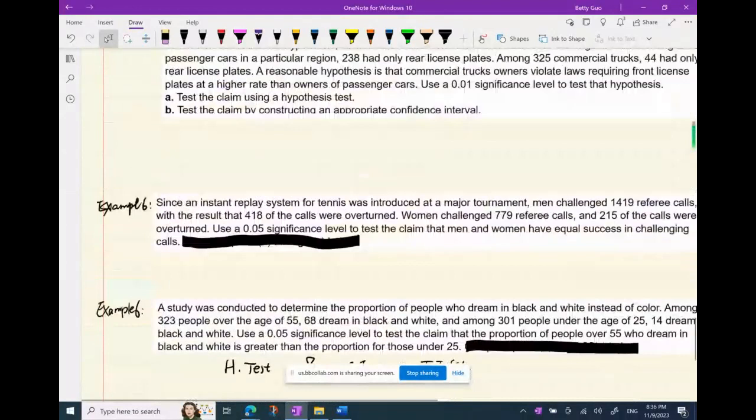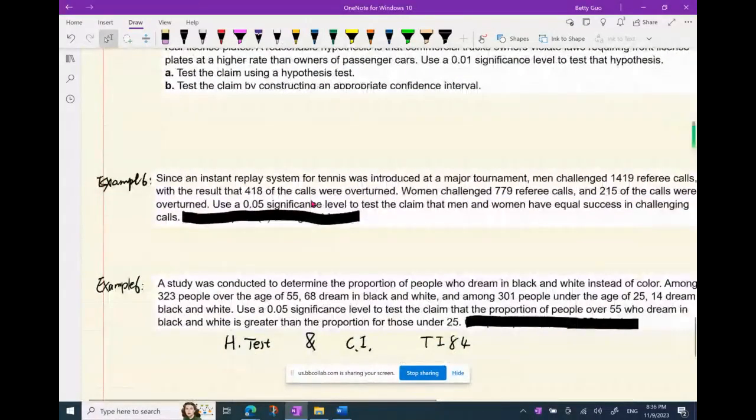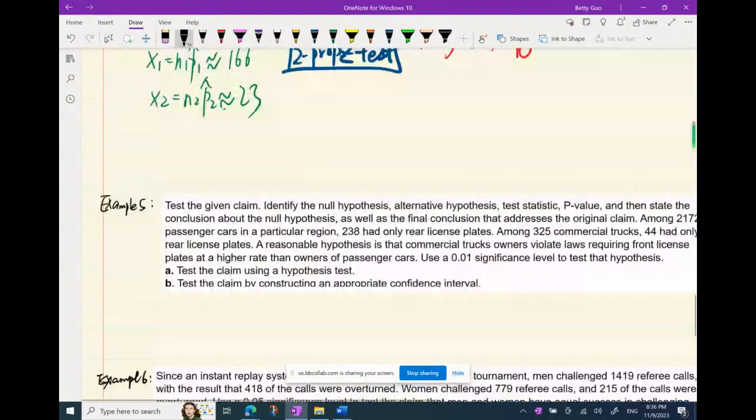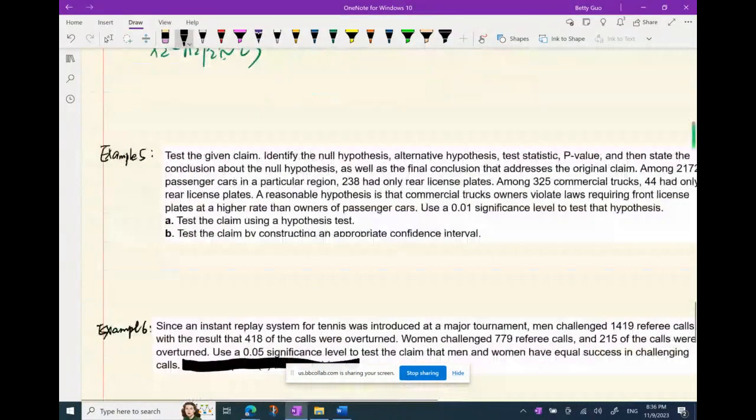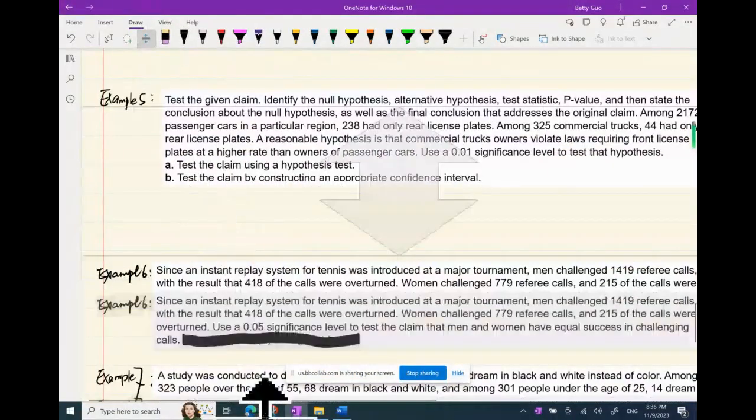Oh, we have 3 more, but this is example 7. If we don't finish, I think we want to continue on next Tuesday. We'll see. How about let's go to example 5. Let's see what's going on with number 5.